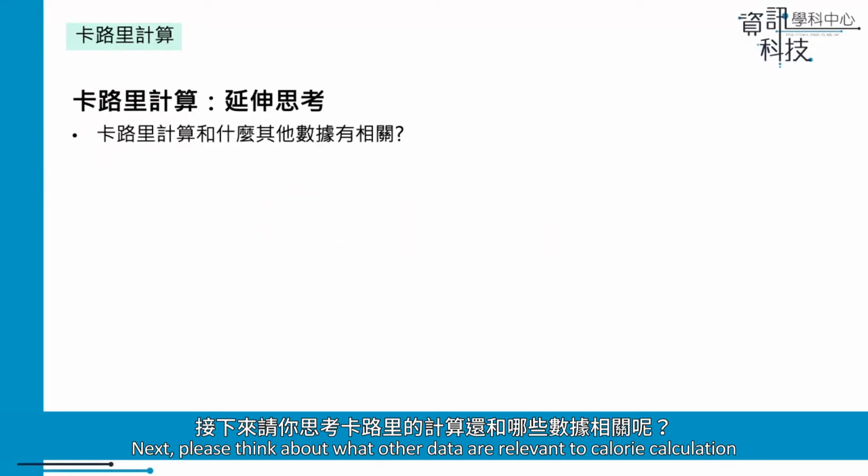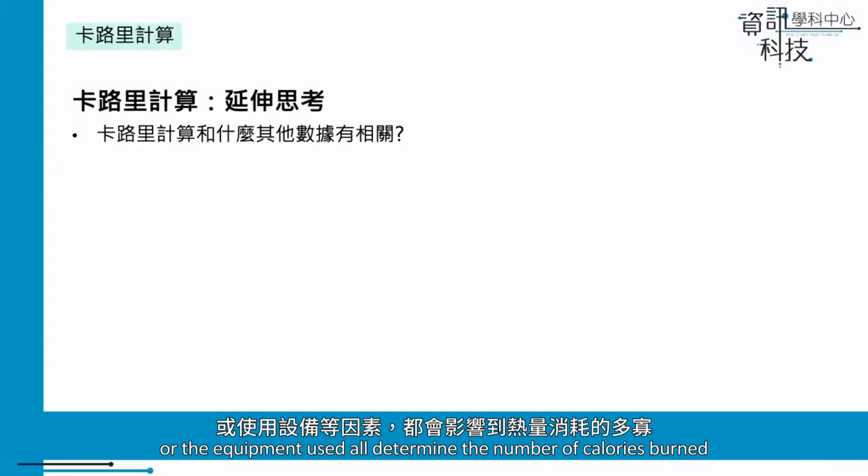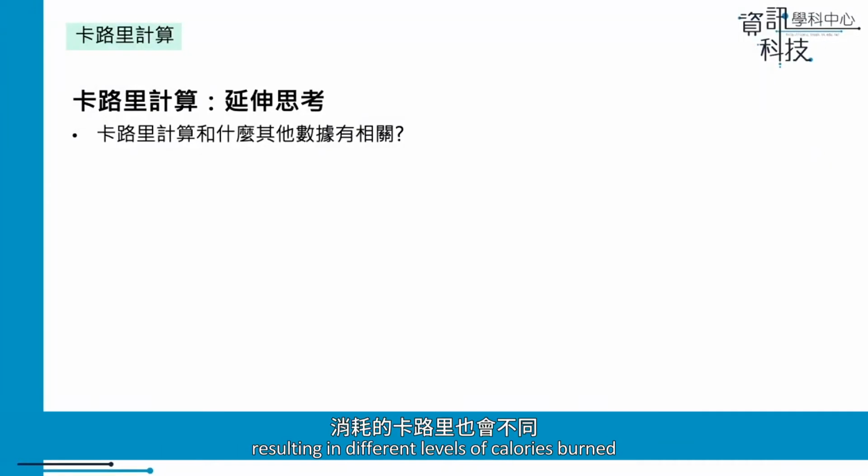Next, please think about what other data are relevant to calorie calculation. Basically, factors including physique, workout strength, or the equipment used all determine the number of calories burned. For example, swimming, rope skipping, and jogging involve different intensities, resulting in different levels of calories burned, so the speed is not the only determining factor here.